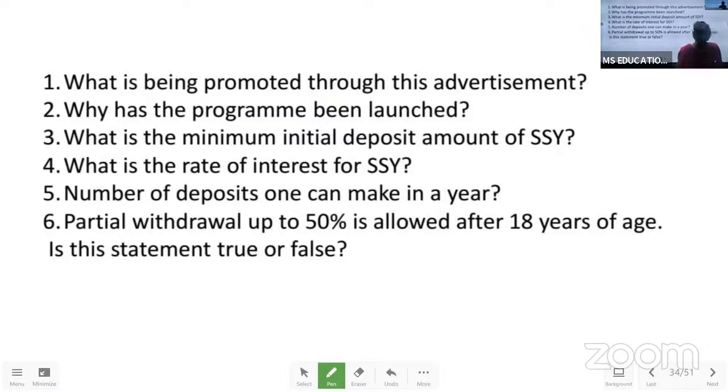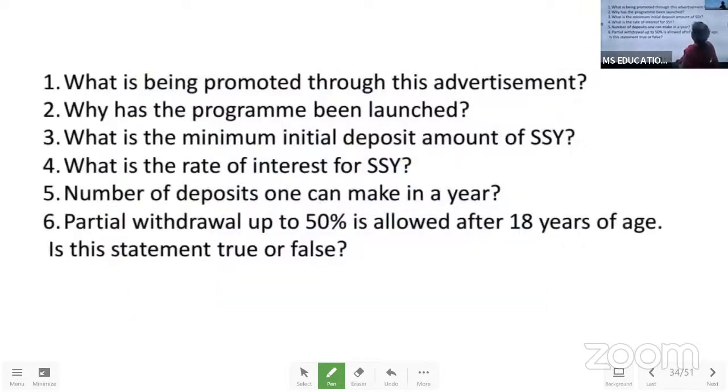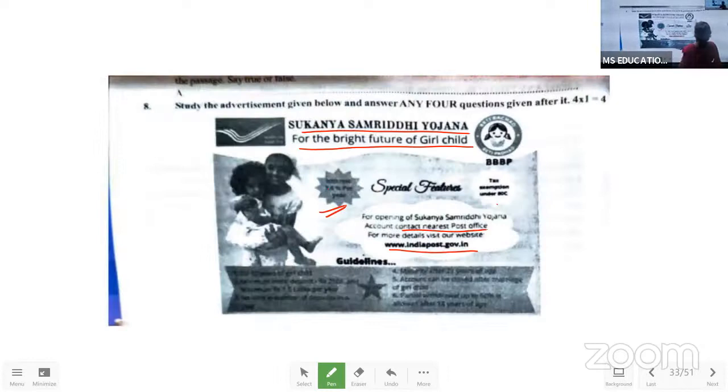What is being promoted through this advertisement? The bright future of a girl child. Why has the program been launched? It is because of Beti Bachao, Beti Padhao. Most of the children have heard of girl infanticide and everything, and for that reason, to protect the girl child, this was started.